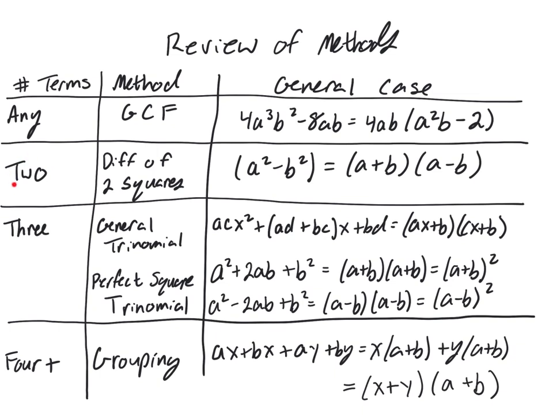For working with two terms, currently all we know how to do is a difference of two perfect squares. So that's a squared minus b squared is a plus b times a minus b. When we're working with three terms or trinomials, we know how to factor a general trinomial, so leading coefficient 1 or not 1. And we also know the special case, how to factor perfect square trinomials. And then for four or more, we can factor by grouping and of course apply that GCF term, that always applies for all of these.